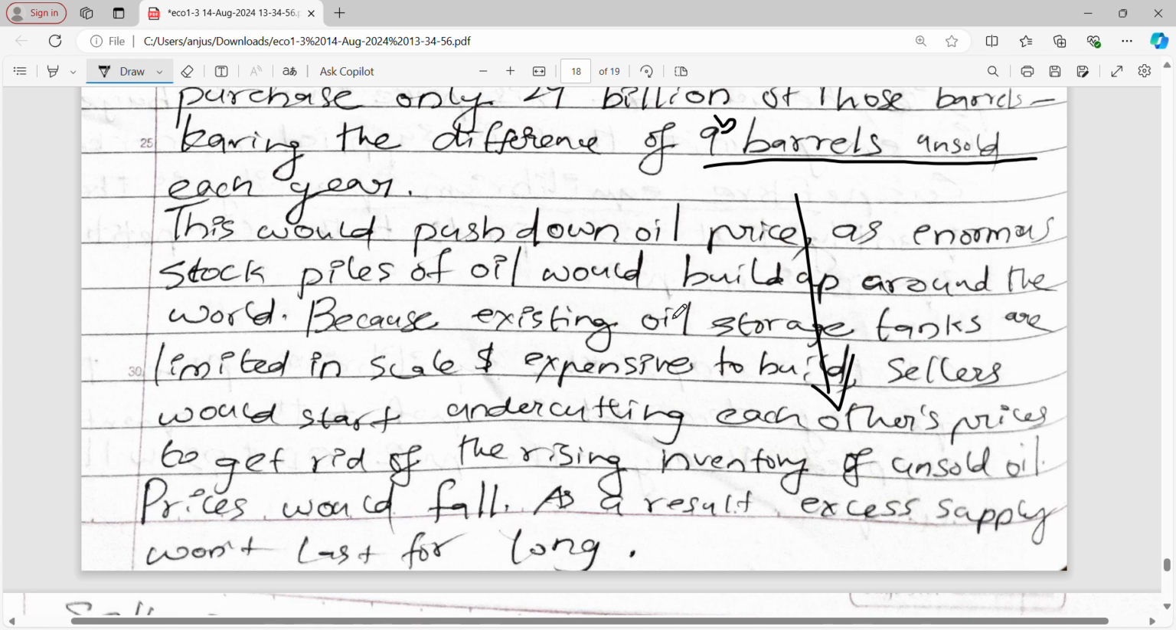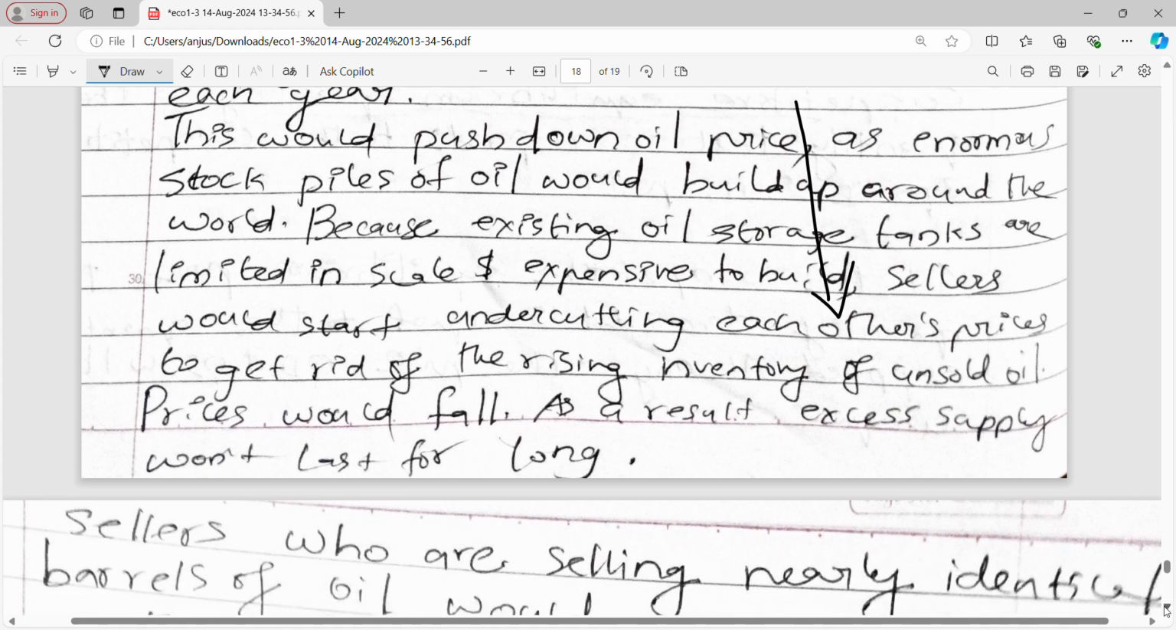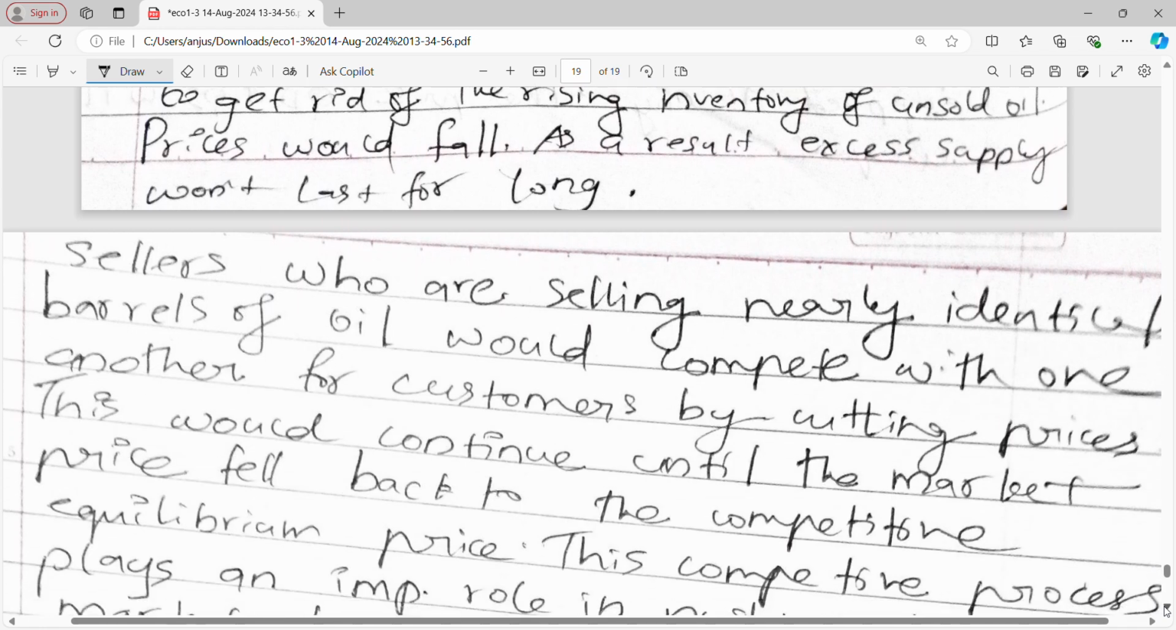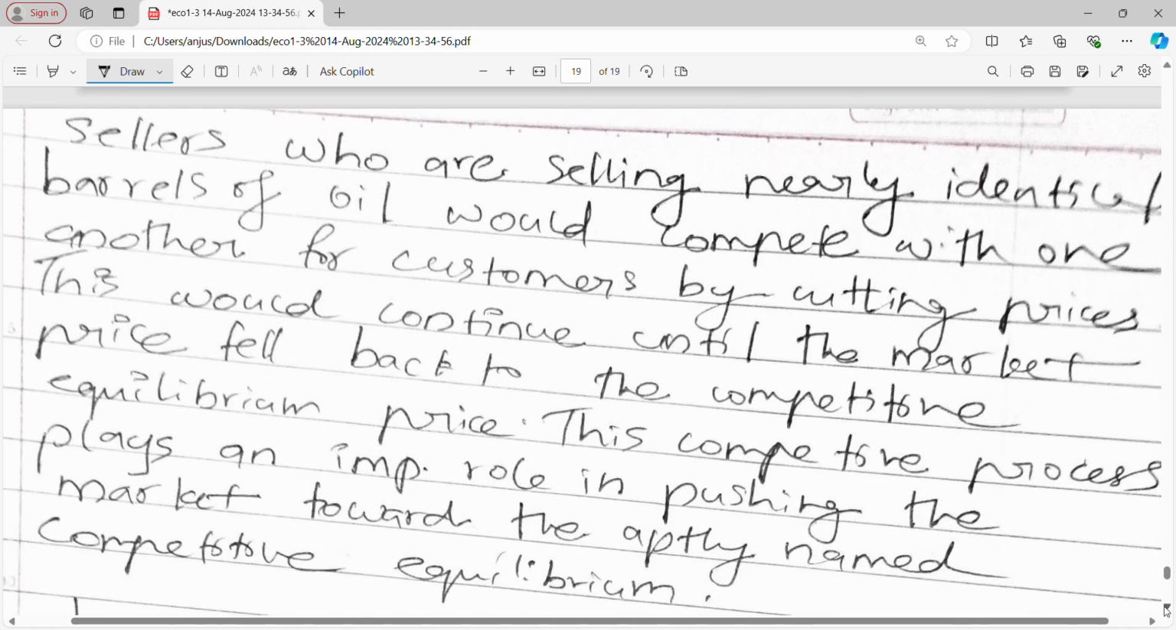That is another reason. The first reason is what I said. If you have things available everywhere, the demand will decrease. And when it comes to oil as a good, storing oil is expensive. There is scarcity in the storage tanks of oil. So the sellers will sell it, undercutting each other's prices. So the inventory will be sold fast. So excess supply won't last.